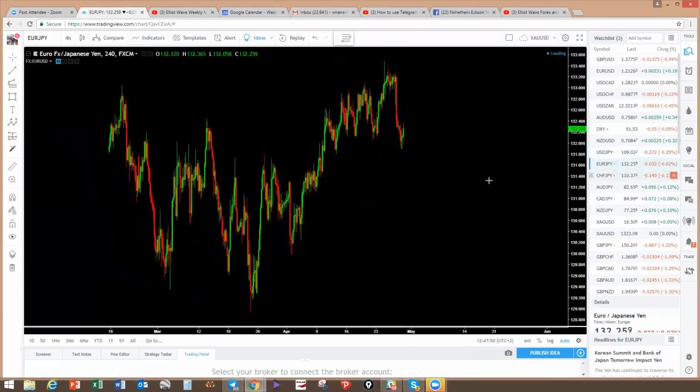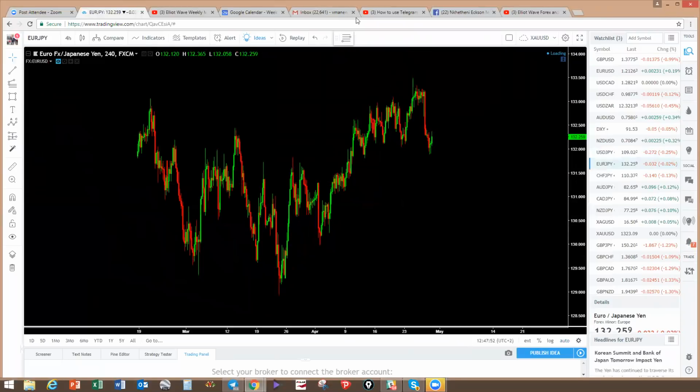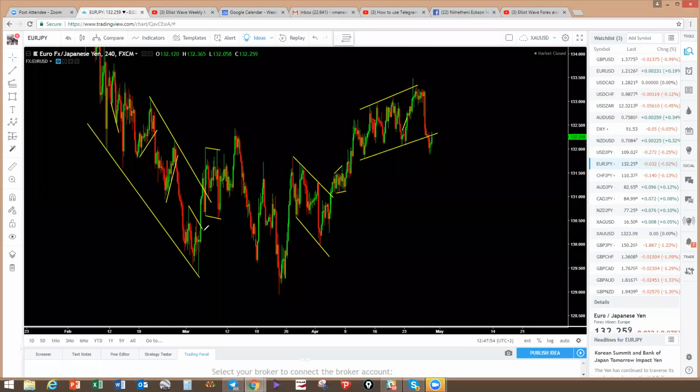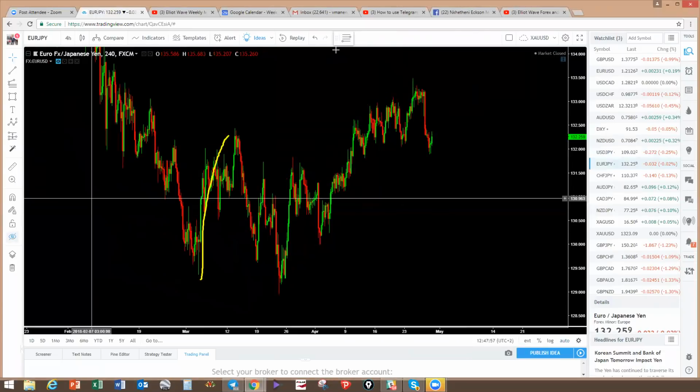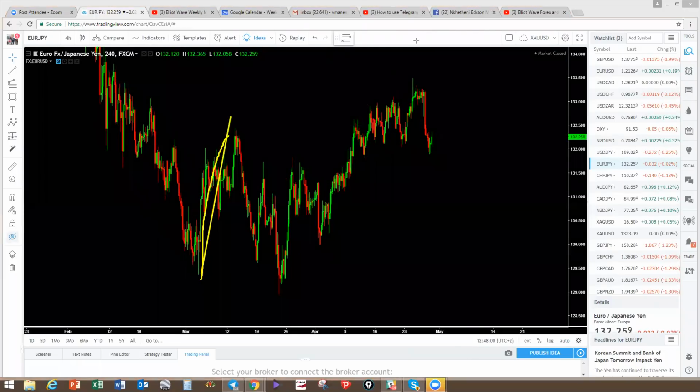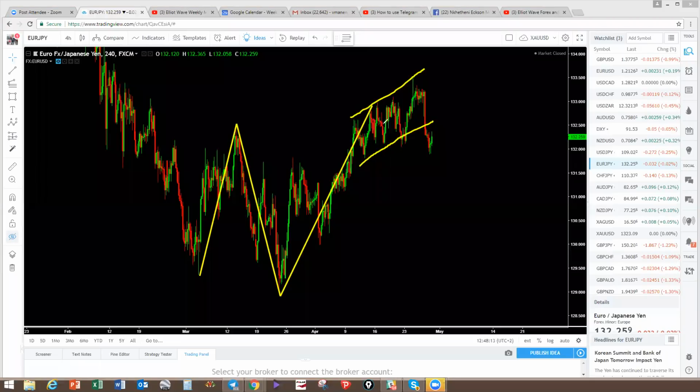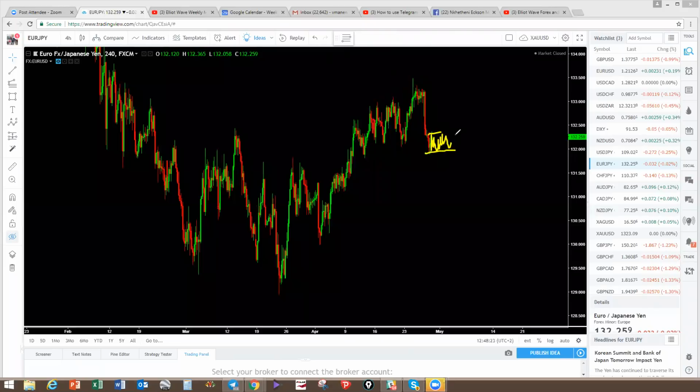Euro. Okay, Euro. We were looking for this to complete this structure, this one here. 1, 2, 3, something like this. And it was perfect, still perfect, because that last C leg was ending with a V pattern like that, and you can see it broke to the downside. So what do we need to do here? What we need to do here is to wait for a correction and take EURJPY to the downside. Okay, take it down. Wait for a flag.